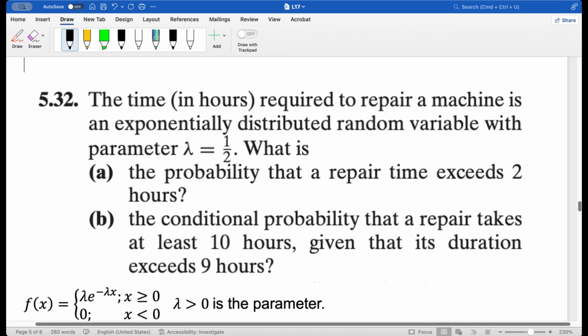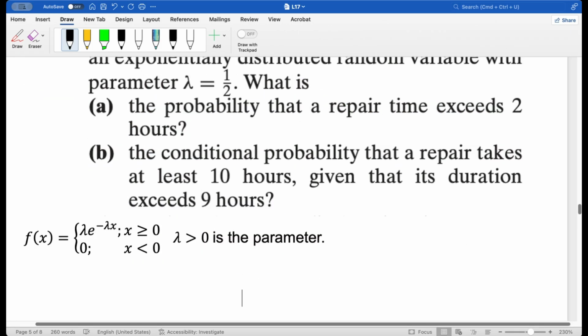All right, let's take a look at an example here. The time in hours required to repair a machine is an exponentially distributed random variable with parameter lambda equals 1/2. So note that that's telling us that the mean is actually 2. The mean is 2. Lambda is 1/2. What's the probability that a repair time exceeds 2 hours? So we want the probability that x is greater than 2.